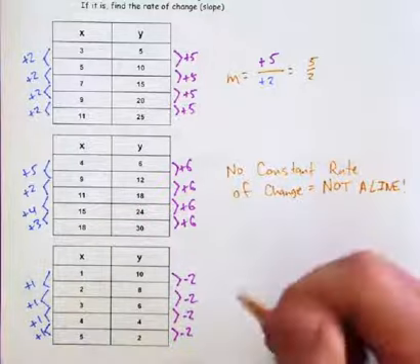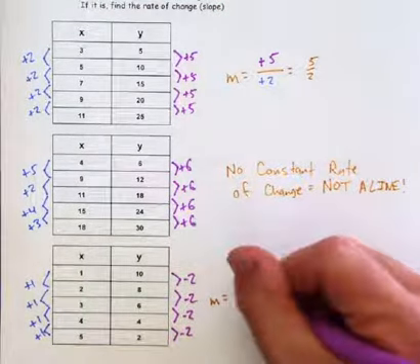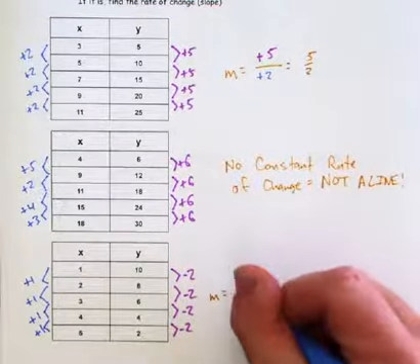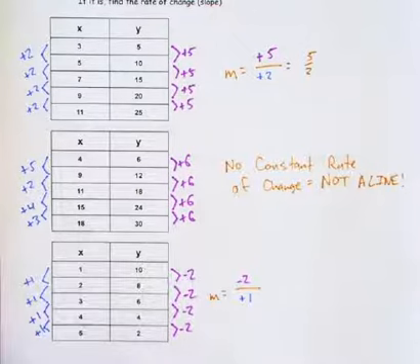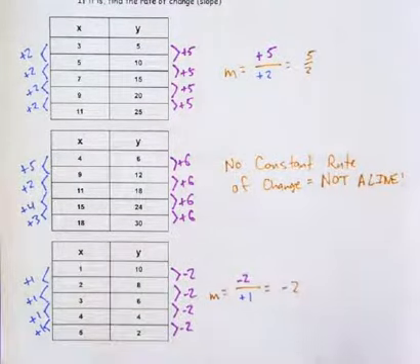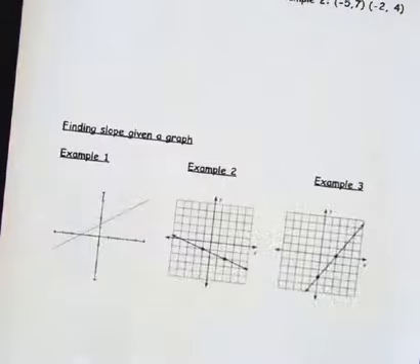So our m value, our slope, equals change in y, which is going to be negative 2, over change in x, which is positive 1. Well, we know that negative 2 divided by positive 1 equals negative 2, and that's our slope. Okay, so that's how we find slope using a table. Let's try the two other ways now.